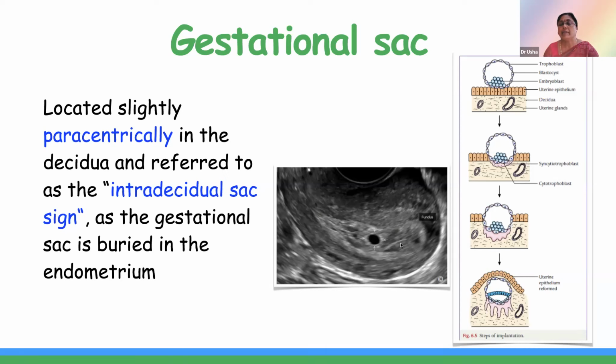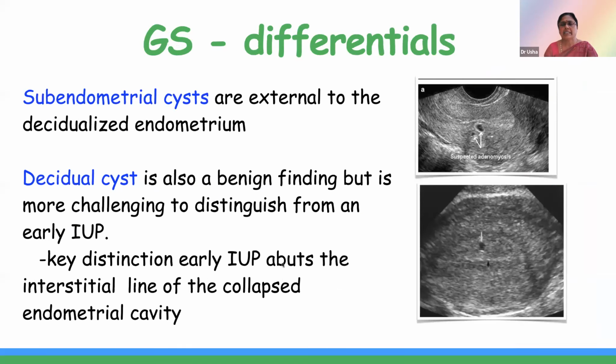And we should remember that whenever we see a fluid collection inside the uterus, we have to make sure that this is a gestational sac and not otherwise. For that, this feature is very important. Very early in gestation, you must make sure that it is paracentric or intradecidual. Because there are some other cystic findings which can confuse us with the gestational sac.